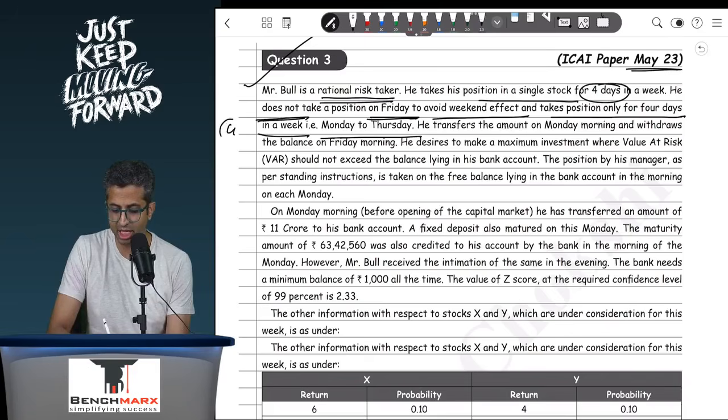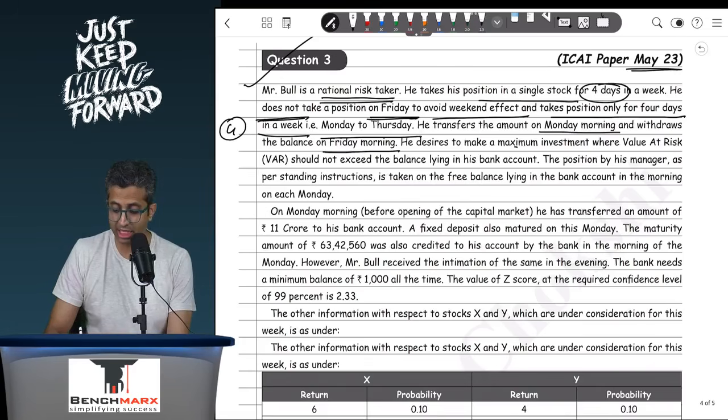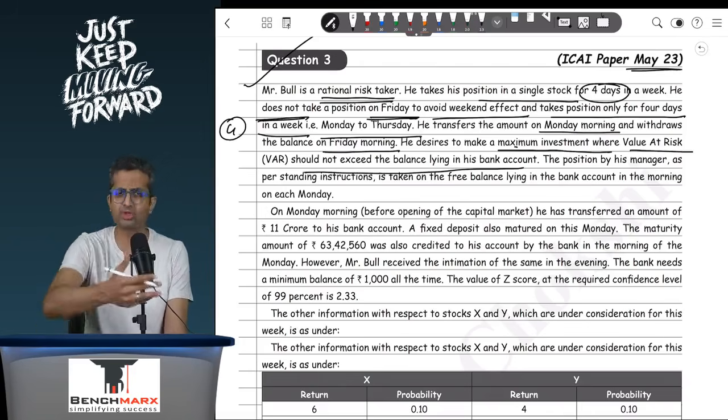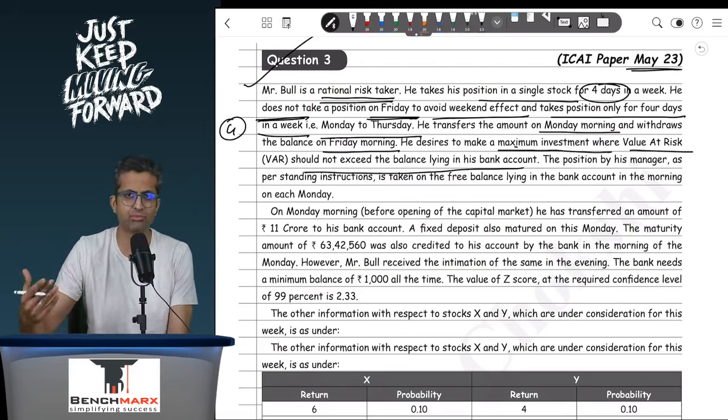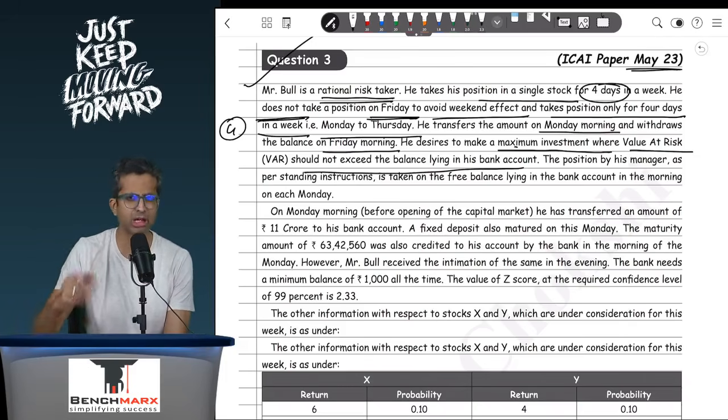So basically he is taking a position for 4 days. End of the day, he transfers the amount on Monday morning and withdraws the balance on Friday morning. So again, whatever you are investing is for a 4-day period. He desires to make a maximum investment where VaR should not exceed the balance lying in his bank account. It is exactly the same language as the earlier question. Like in the last question it was 6,99,000, similar is the case over here. Here you just have a couple of layers of additional complexity.